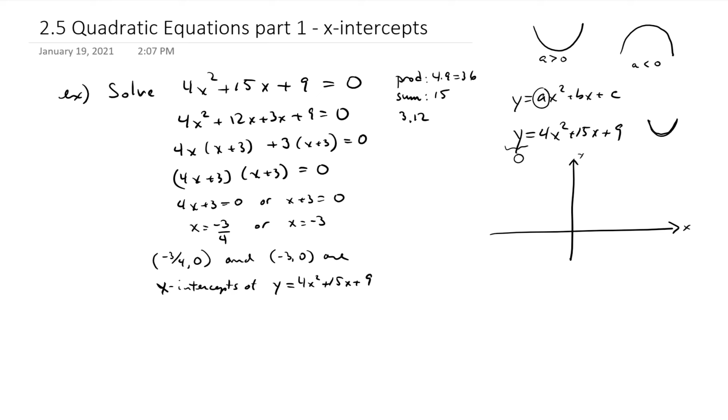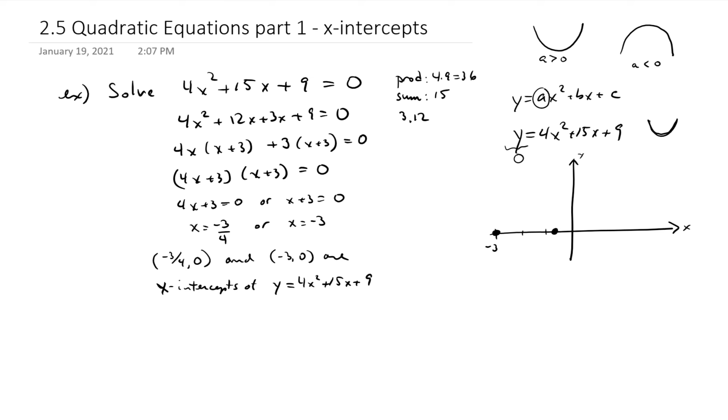So let's go back here. Let's say this is minus 3. Okay, that would be minus 2, minus 1. So that means that the curve y equals 4x squared plus 15x plus 9 crosses the x-axis right there. And minus 3/4 is somewhere here. So that's the other x-intercept.